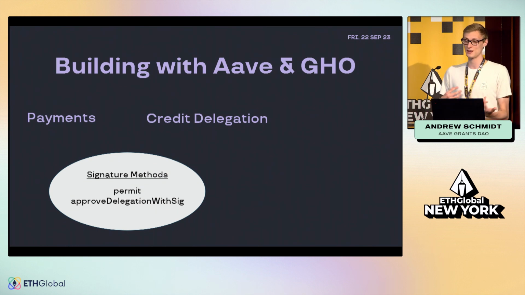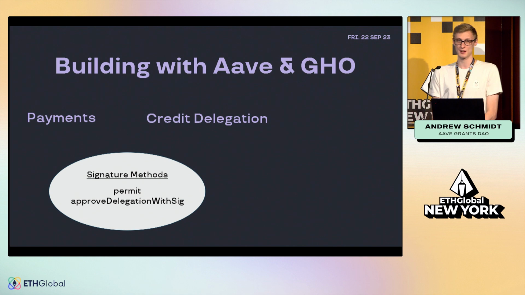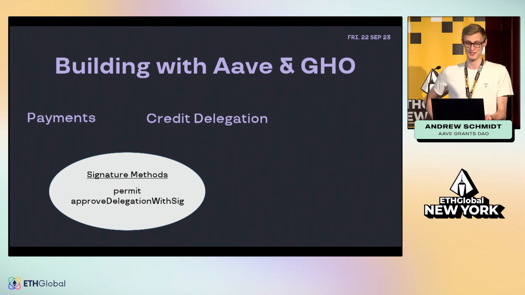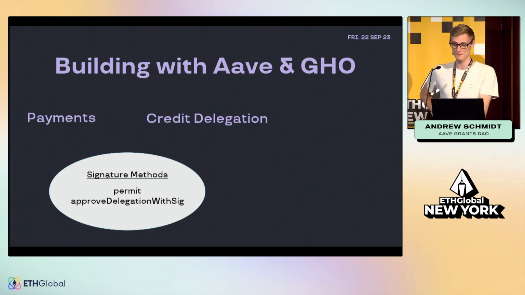And so by using these signature methods, permit is the ability to transfer tokens via signature, approve transfer of tokens via signature. And then second, approve delegation is how you grant a credit delegation allowance to another address with signature. And both of these are ways that you can abstract the Web3 aspect, or abstract the gas cost aspect of Web3, from the end user.